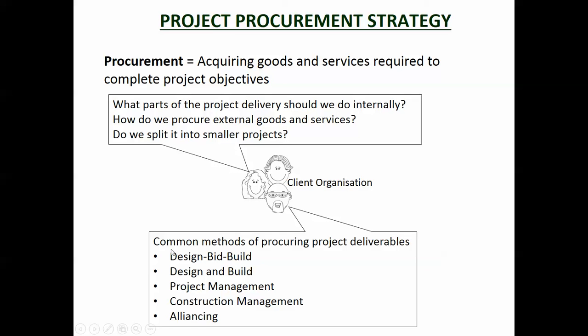And so the common methods of procuring the project deliverables: design by build, design and build, alliancing, construction management. There's also negotiation and quotes and things like that. So hopefully that's given you a bit of an idea of what goes on. Basically, you have two different types of clients. You've got the council who have needs to satisfy, roads, pipelines, and that sort of stuff, and developers who are looking to make some profit on the project.